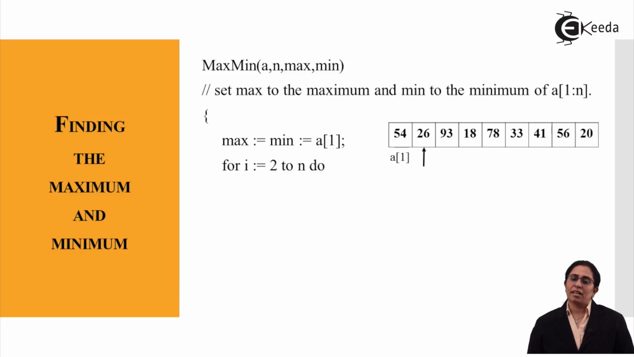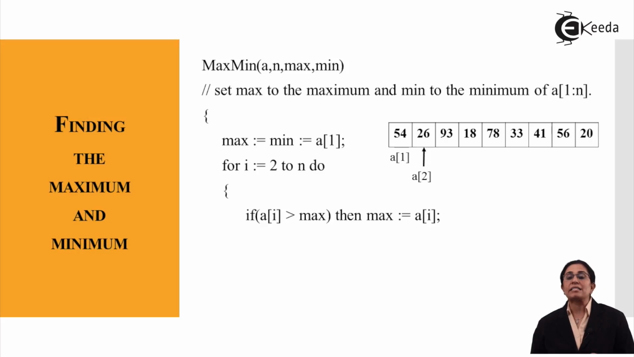The first statement that I do is to check if A[i] is greater than max, then max = A[i]. Now what is the value of A[i] here? i has the value 2, so A[2] has the value 26, and max has the value of A[1] that we've already declared.